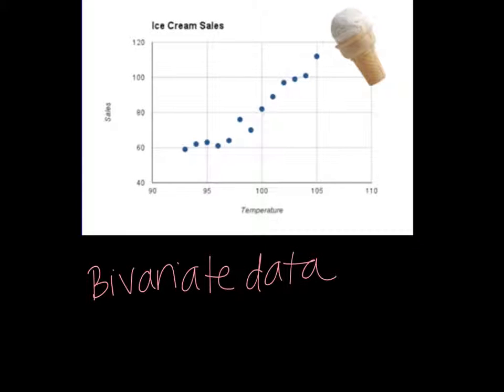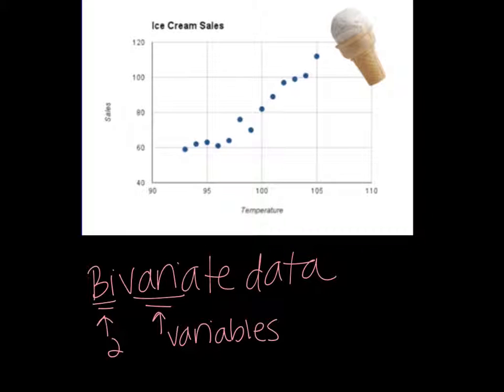Now remember, the key words here, or the base word, is bi, which means two, and vary, which should remind us of variables. So bivariate data involves two variables. We read our x and y axis to determine the two variables, so this is an example of bivariate data because it measures the temperature outside and the number of ice cream sales.